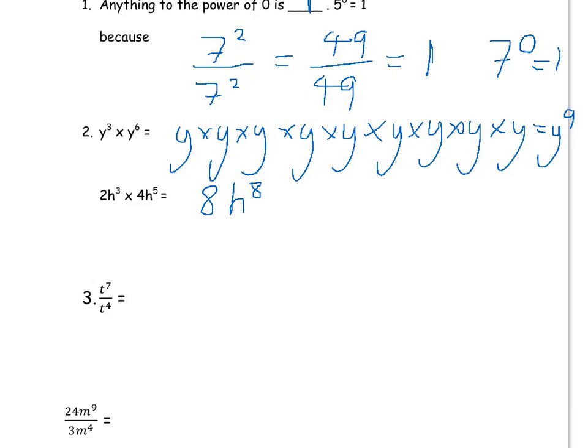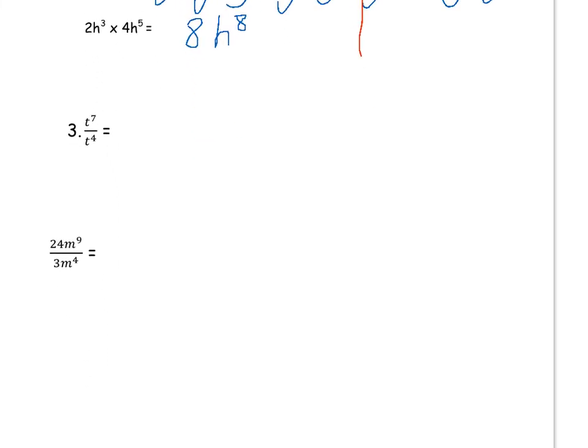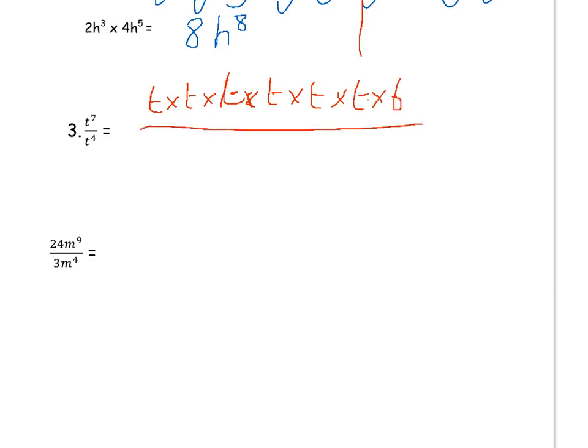Right, division is the next rule. So t to the power of 7 divided by t to the power of 4. Now, if we write this out in full, we've got t times t times t times t times t times t times t. And that's divided by t times t times t times t.